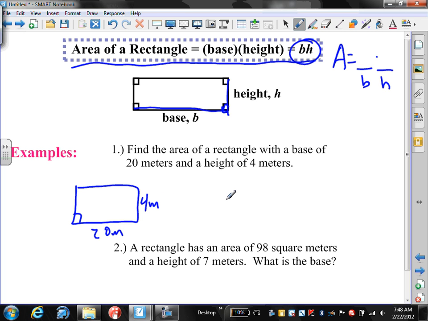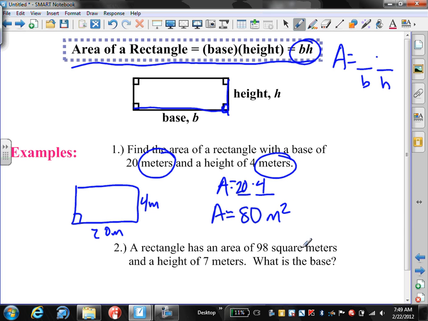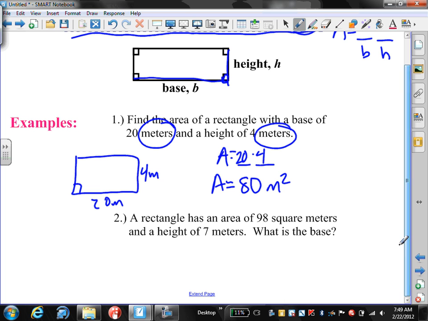We're going to multiply it out and say area equals dimension times dimension. We're going to type in 20 times 4 to get 80 meters squared. So notice this time they gave us a dimension, and you're actually multiplying meters times meters, and that's why you get meters squared. So it's very important to have that label on there.